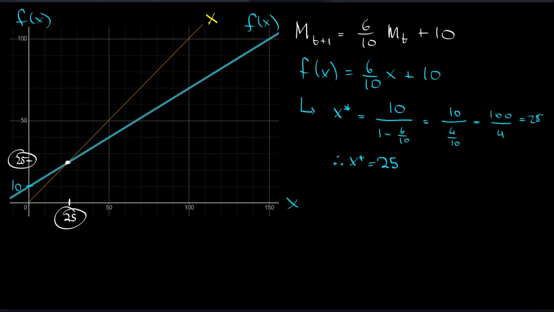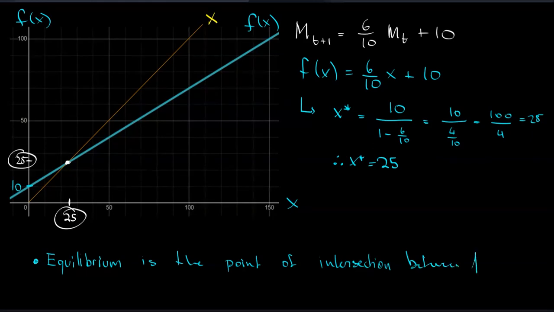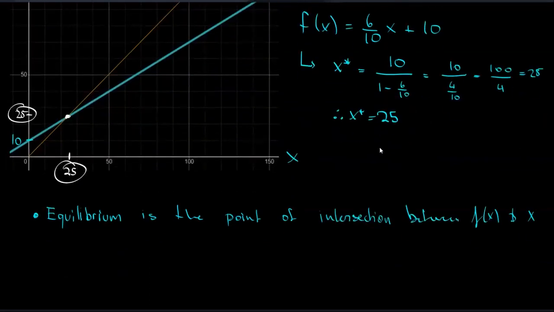This is important, so I'm going to write it. The equilibrium is the point of intersection between f of x and x. Because x is the function x, wherever x is 50, the function x is 50, and when x is 100, the function x is 100. It doesn't matter if it's the x or y of the equilibrium point.